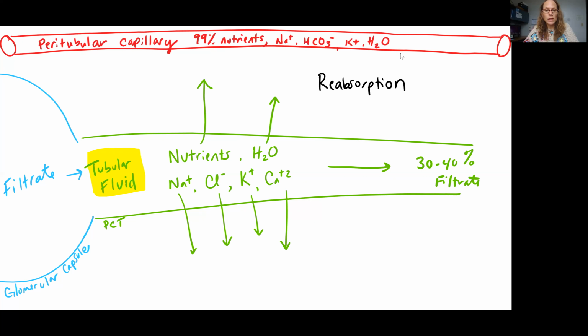One of our jobs of the kidney is to conserve nutrients, and so we see that here at the PCT, 99% of any nutrients that made their way into the filtrate should get reabsorbed back into the bloodstream so that it's not lost as part of the urine. I've listed also up in my peritubular capillary the sodium ion, HCO3 minus is bicarbonate ion, which we're going to see is an important body buffer, potassium, and then of course water.